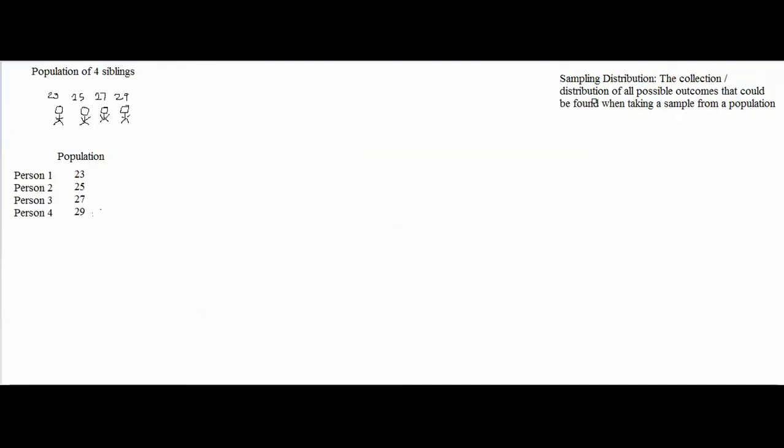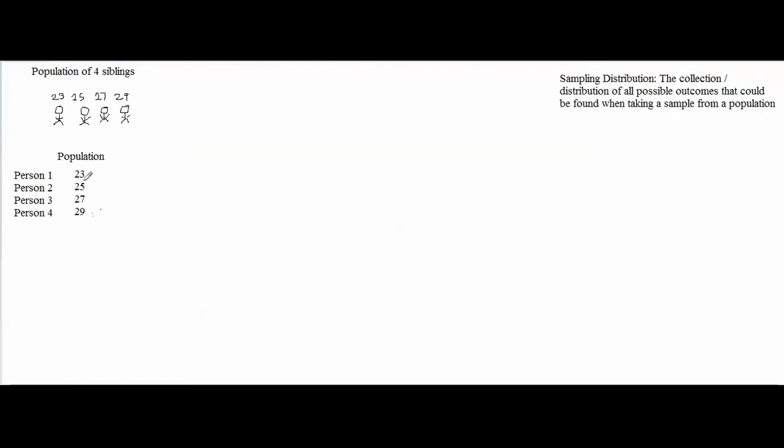To show you what this idea means, I have to start with an example of a very small population. Right here I have a population of 4 siblings. So you have to imagine that a certain family has 4 children, and those 4 children are a population of 4 siblings. Right here I wrote the ages of each of the siblings in that population. The youngest sibling is 23. The next sibling is 25. The next sibling is 27. And the next sibling is 29. So these are the 4 ages of the 4 siblings in the population.